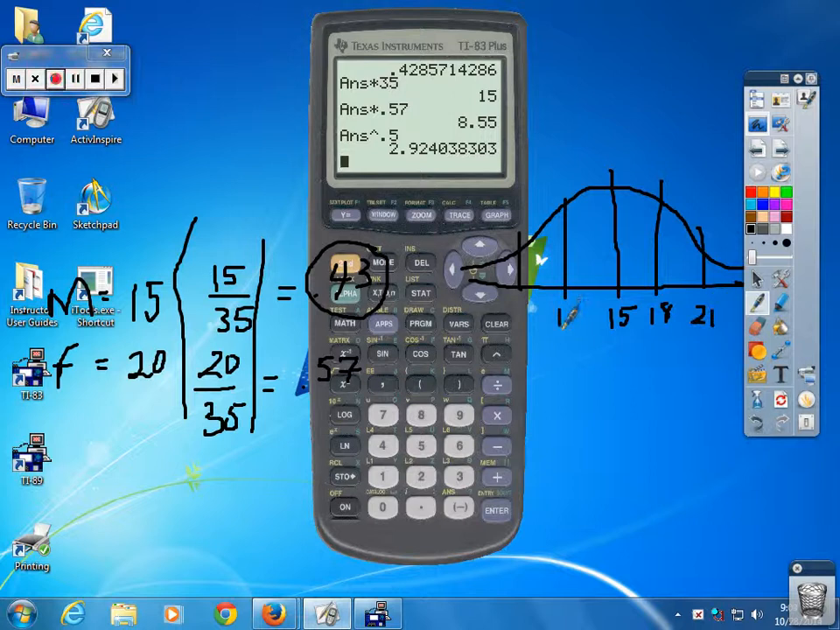And 13 and what? Or 12 and 9. Okay, so anything below 9 and anything above 21.